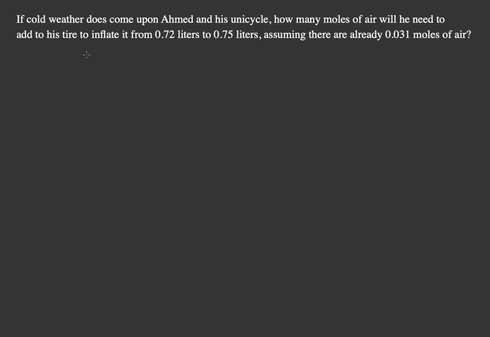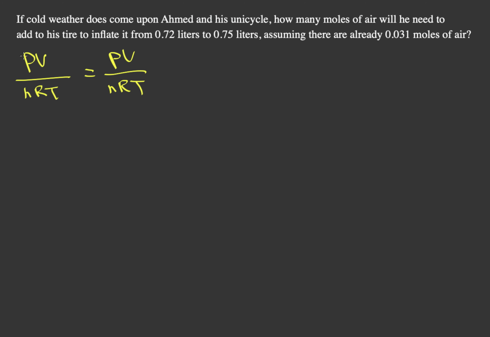So how many moles of air will you need to add to inflate from 0.72 liters back to 0.75 so you can maintain that same pressure, assuming you already have 0.031 moles of air? So let's rewrite this. If we have a PV over an RT equation set to a new PV over an RT equation, let's decide what is constant.